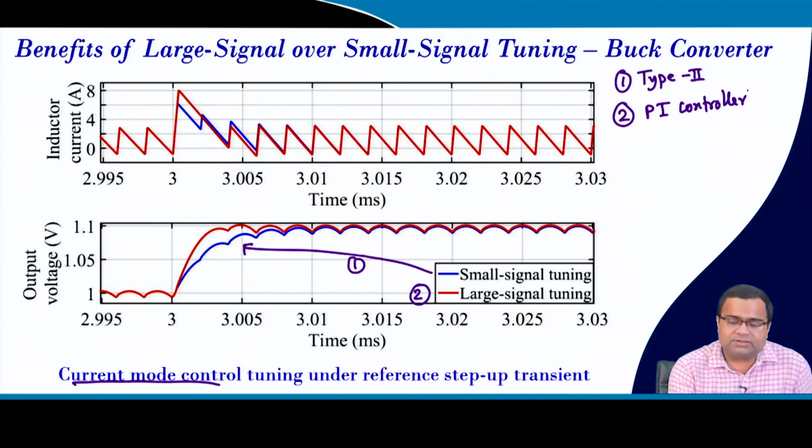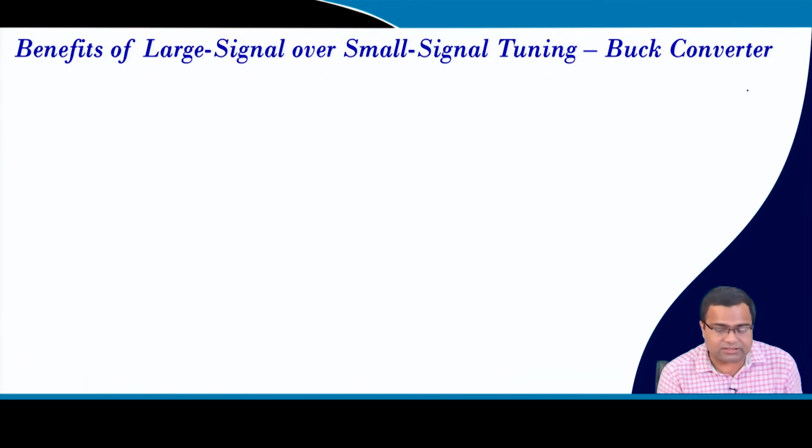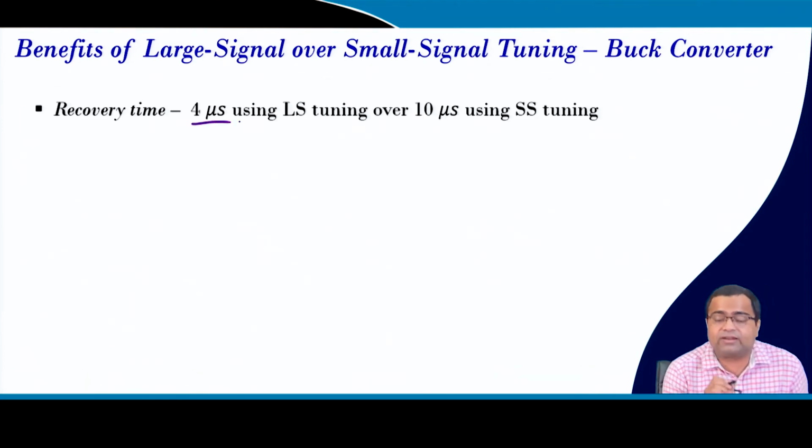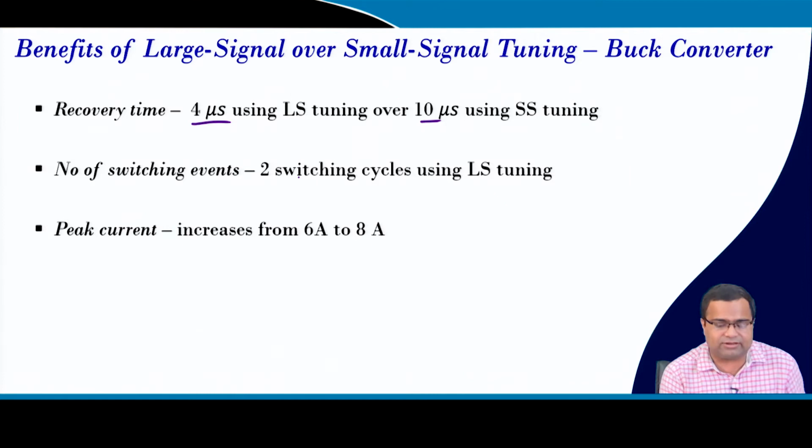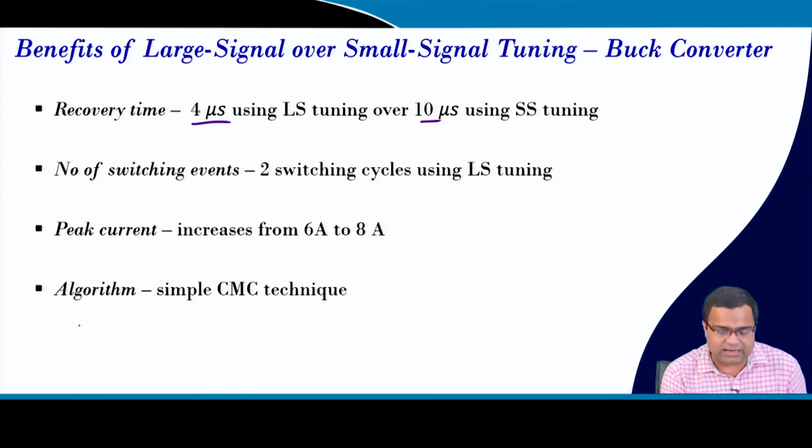And we achieve a much faster response. That means 4 microsecond using large signal tuning over 10 microsecond. The number of switching cycles to recover is just 2, but the peak current increases from 6 ampere to 8 ampere, which can be reduced by putting in a current limit. Both cases use the simple current mode control technique, there is no load feed forward.